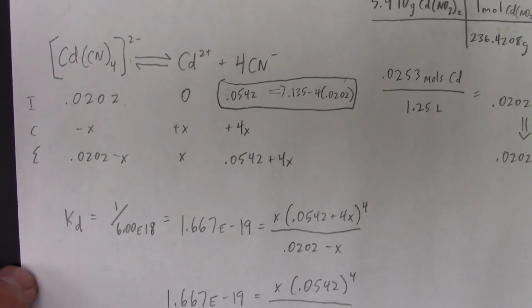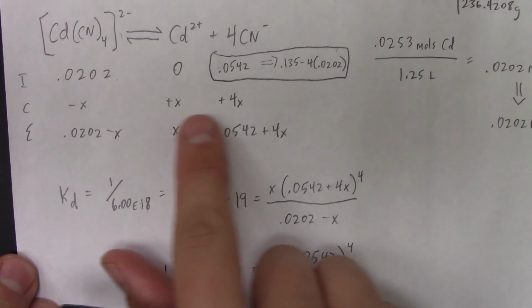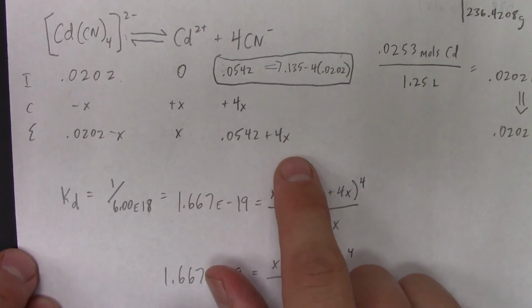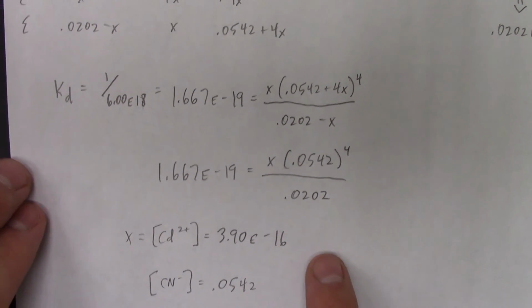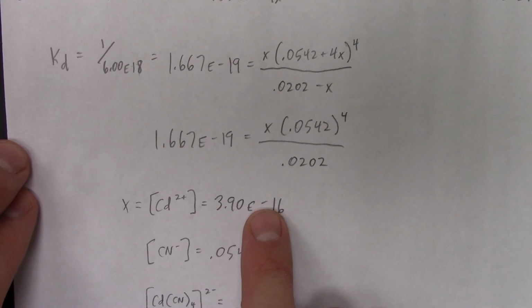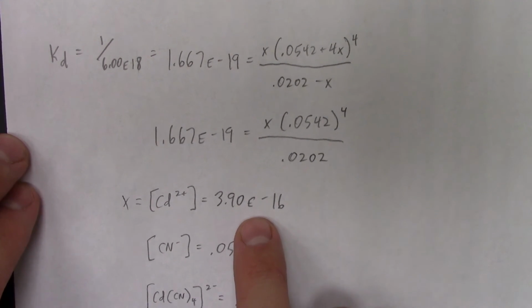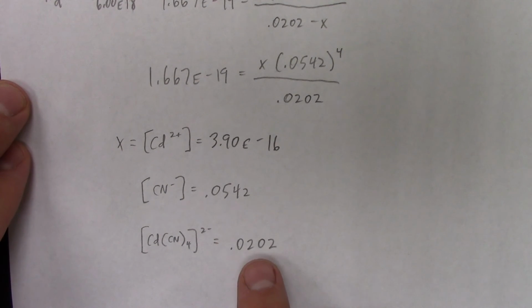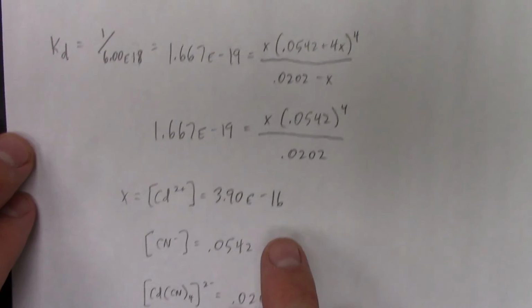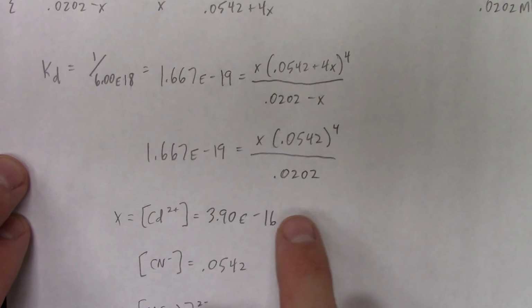From there, it's the exact same setup. We just have the ICE chart that we set up, and we set it equal to a KD, and we solve for X, and we find that the X, which corresponds to the concentration of cadmium, is equal to this amount down here. The cyanide has decreased, and the complex ion is unaffected because the value of X in this equation is so small that it is ignored.